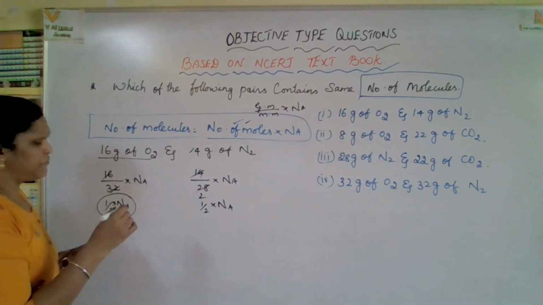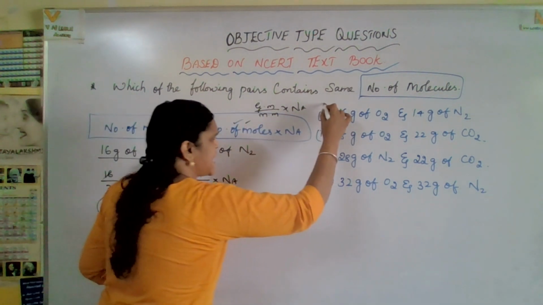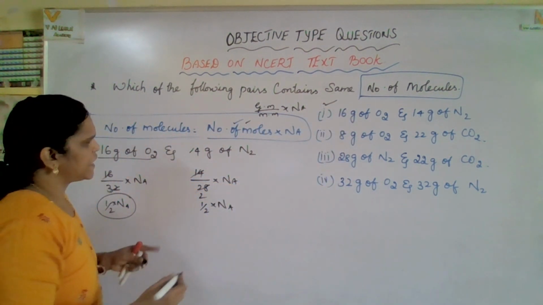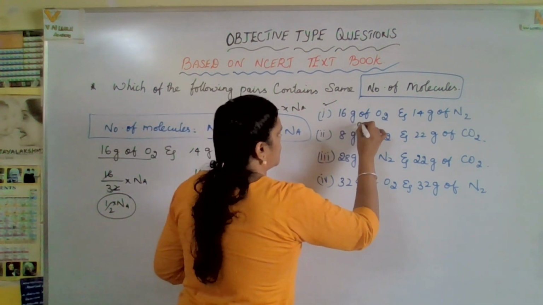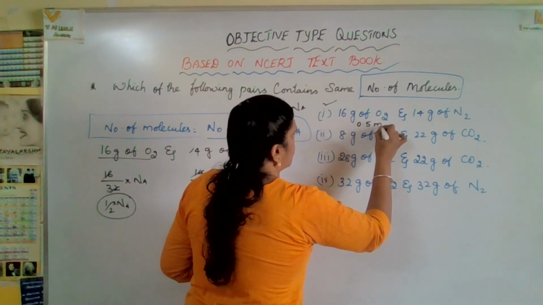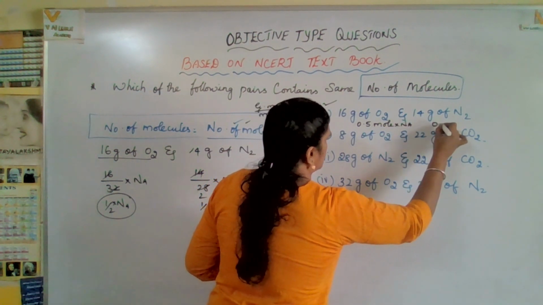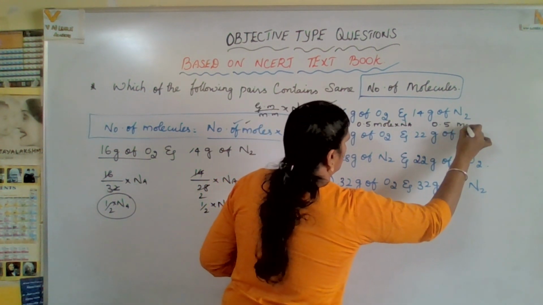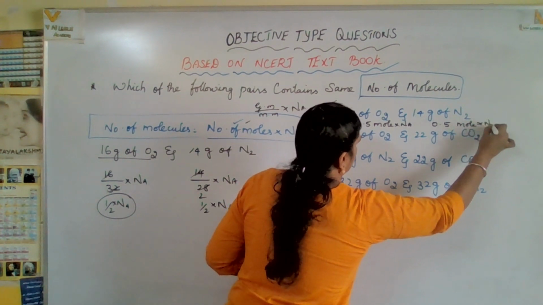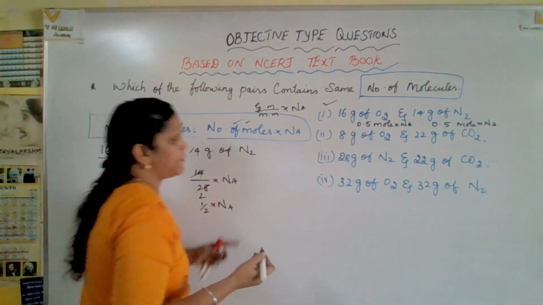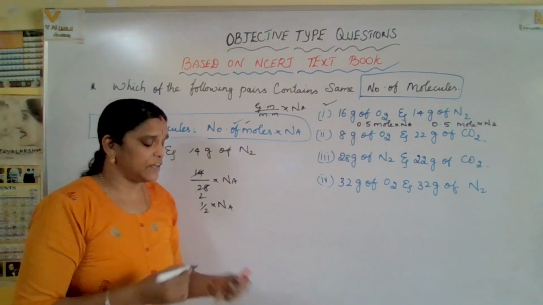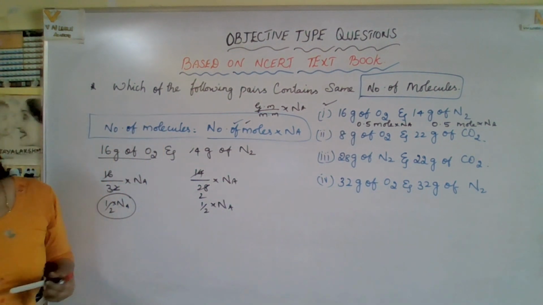Actually, here in the first option we are getting the same. That is half mole. We can mention it is 0.5 mole into Na. This is also 0.5 mole into Na. We are getting the same. Anyway, we have to identify the other three also. Let us identify that also.